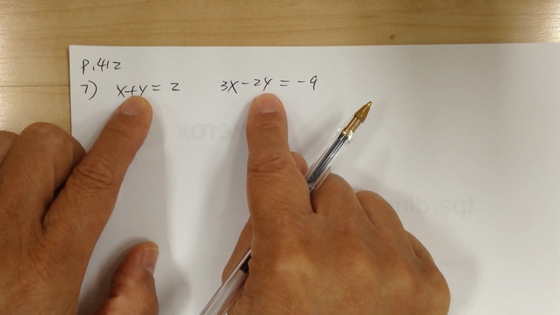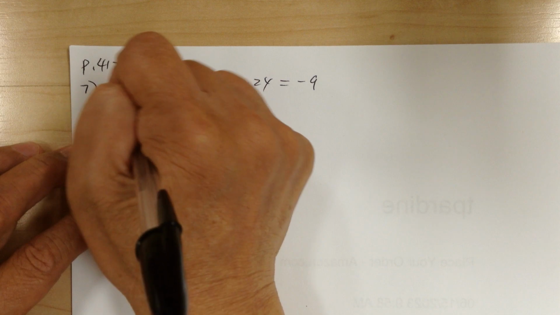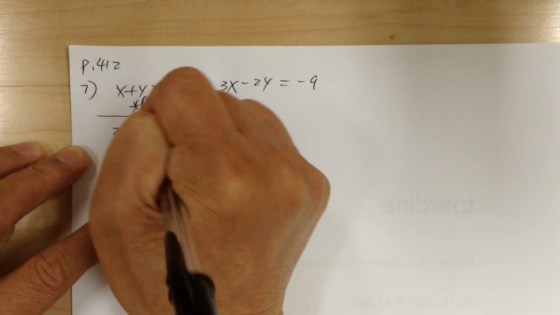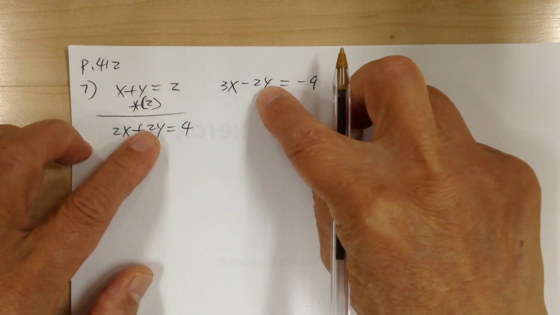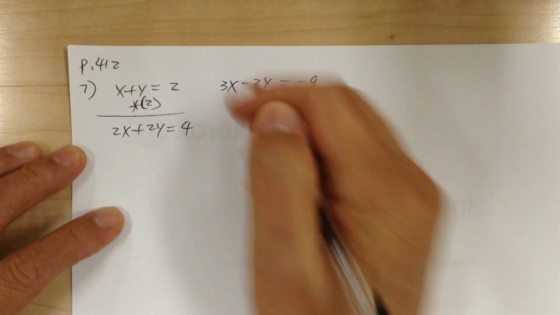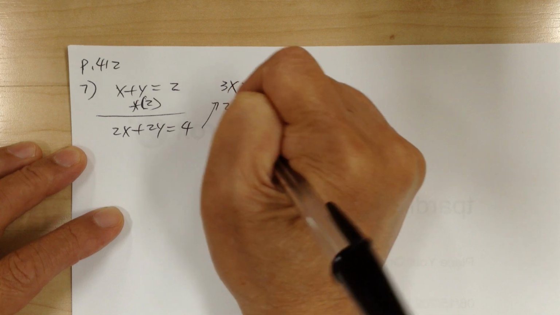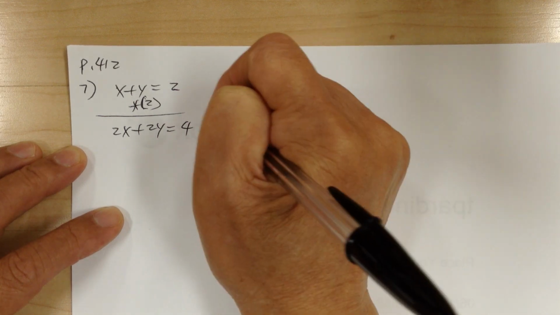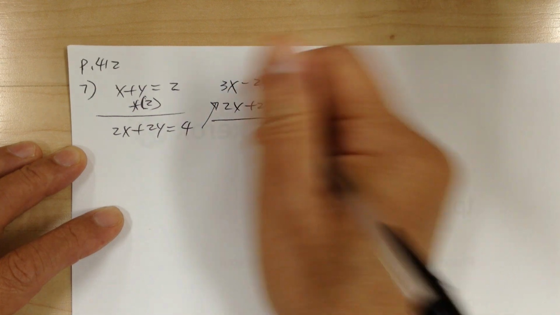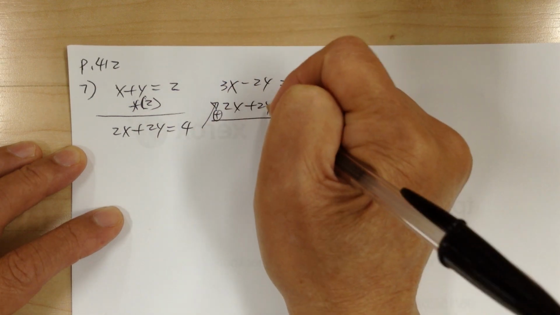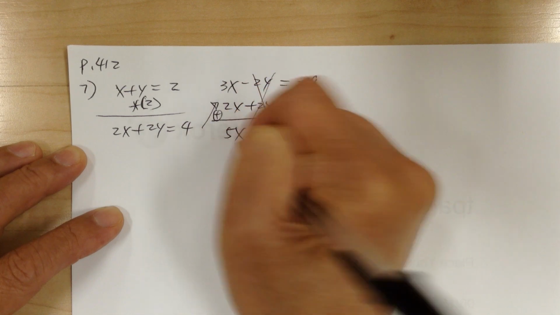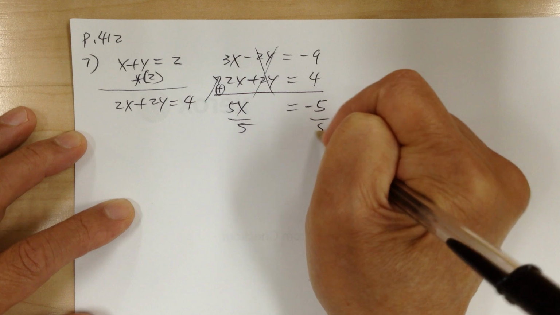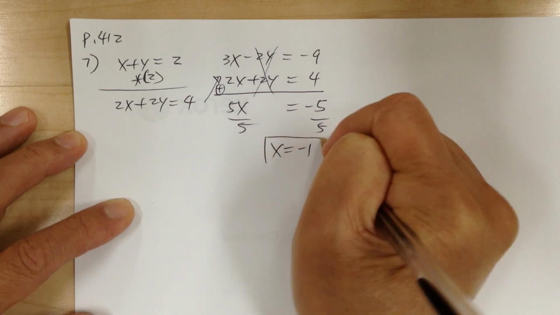So we have to make the y opposite. To make them opposite, I need to multiply this by 2. So I get 2x plus 2y equal to 4. See, now they're opposite. So I'm going to put this under here. So I got 2x plus 2y equal to 4. The reason you want to make them opposite is so that when you add, they will cancel out. So you got 5x equal to negative 5. Divide by 5, so x will equal negative 1.